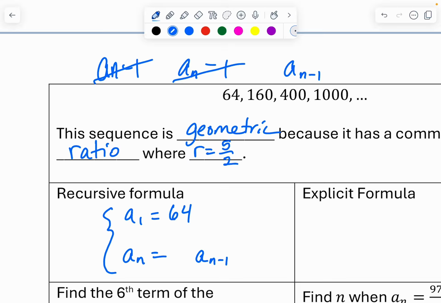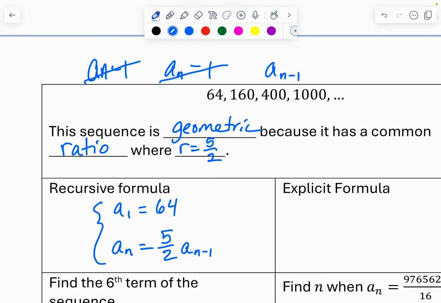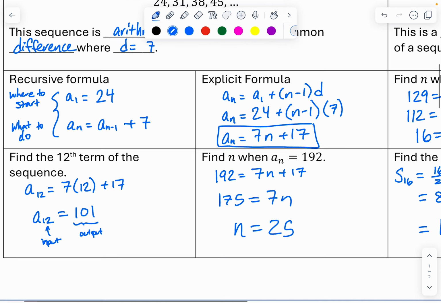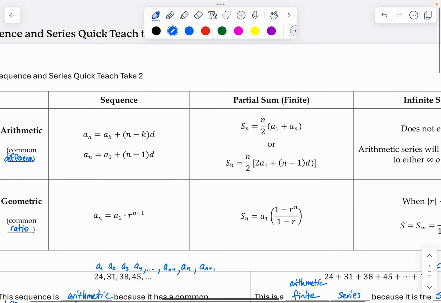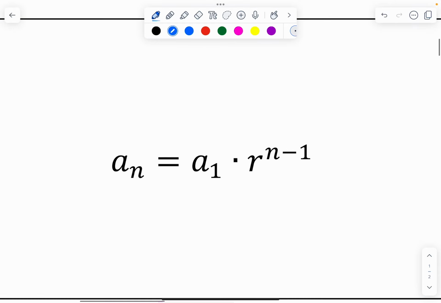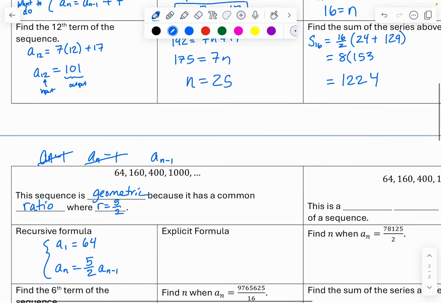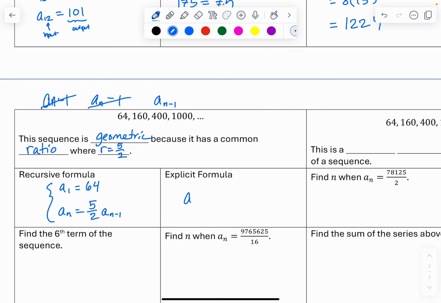Okay, so on this one, what were we doing? We went to the term right before it, and we multiplied it by the common ratio of 5/2. And so that's the recursive formula. The explicit formula shows up in our chart right here. We can go to the first term and multiply it by r to the n minus 1. So this becomes a sub n is equal to the first term times r to the n minus 1.